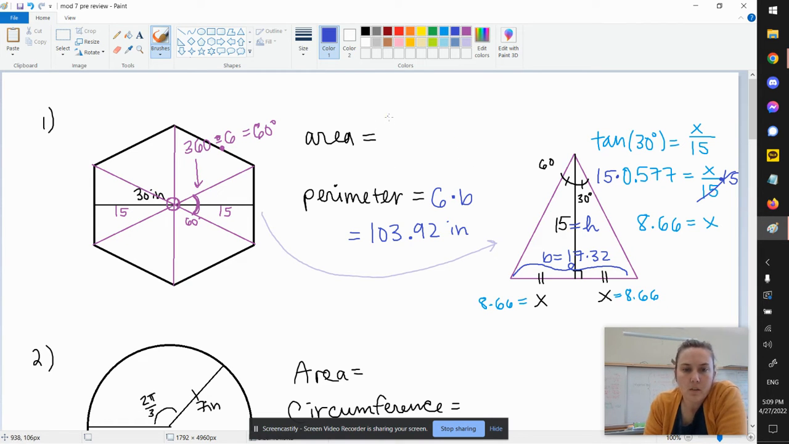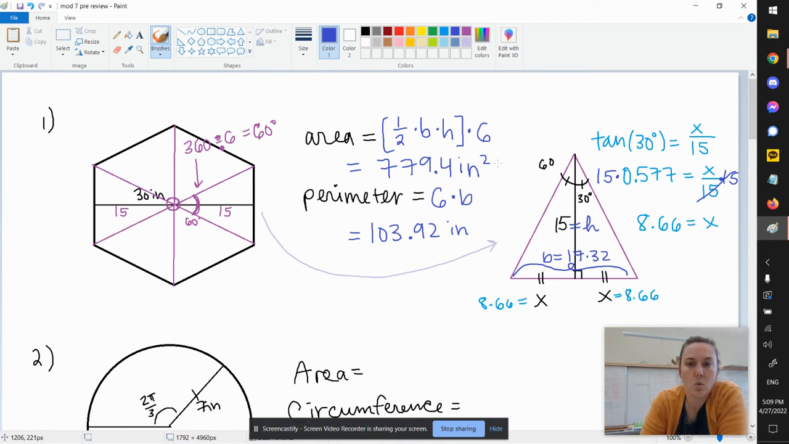Great. The area here will be the area of these triangles, so 1/2 base times height times 6, because there are 6 triangles. So I'm going to do 1/2 times 17.32 times 15 times 6 and get 779.4. Area is a 2-dimensional thing, so it'll be inches squared. That was fast, but hopefully you can put it on half-time speed or something.